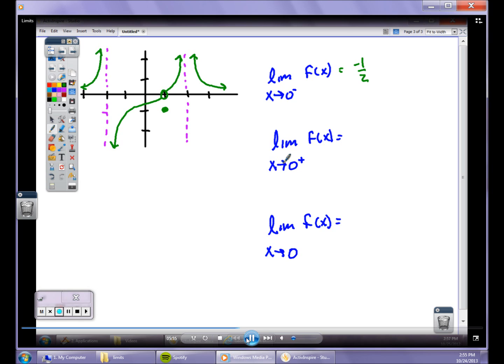Now the limit as x approaches 0 from the right-hand side comes down the curve. And again, I have a value of -1/2. So since the left-hand limit is the same as the right-hand limit, I can say the limit as x approaches 0 of f of x equals -1/2.